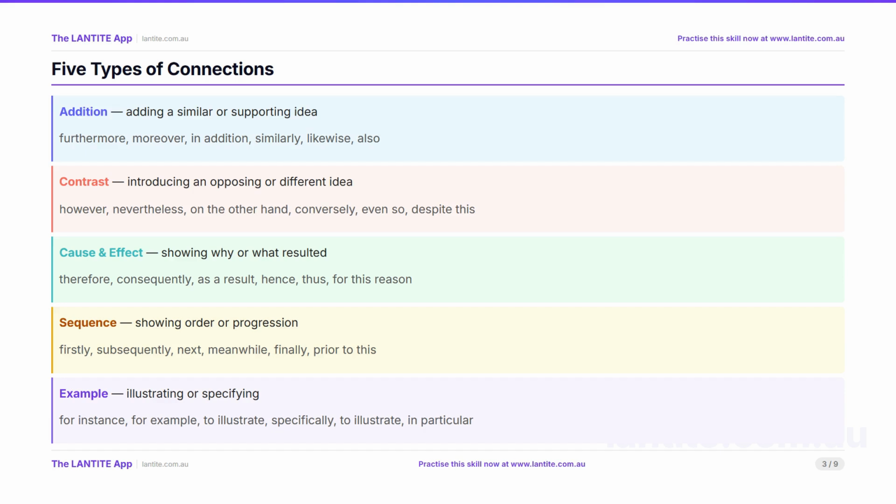There are 5 main categories of transitions, and each one signals a different type of connection. Addition transitions like furthermore, moreover, and in addition tell the reader you are adding a similar or supporting idea. Contrast transitions like however, nevertheless, and on the other hand, signal that you are about to introduce an opposing or different point. Cause and effect transitions, like therefore, consequently, and as a result show why something happened or what the outcome was. Sequence transitions like firstly, subsequently, and finally show order or progression through time or steps. And example transitions like for instance, such as, and specifically tell the reader you are about to illustrate your point.